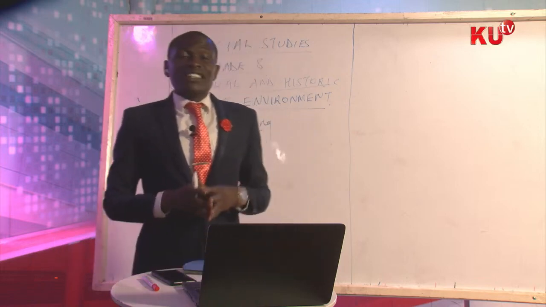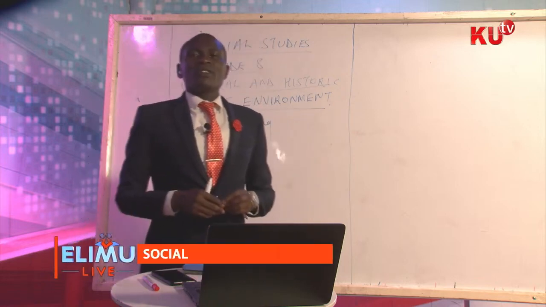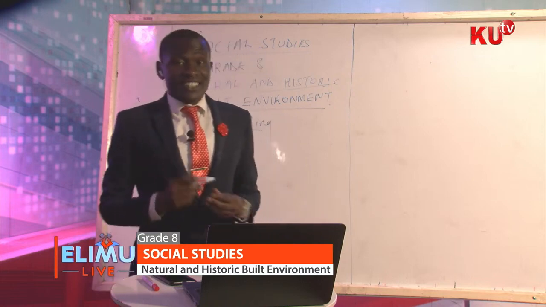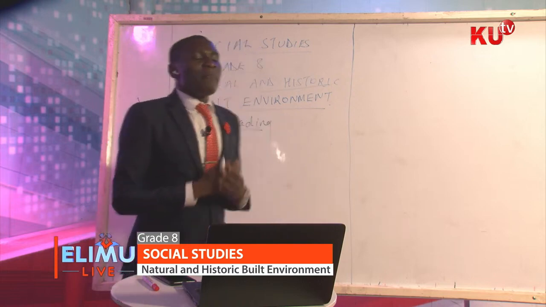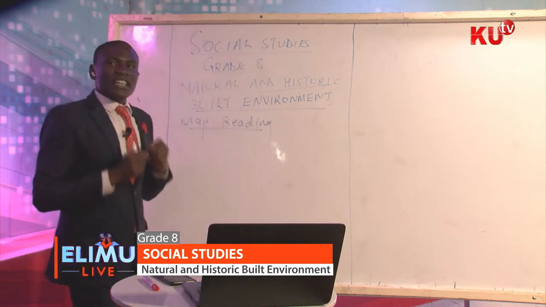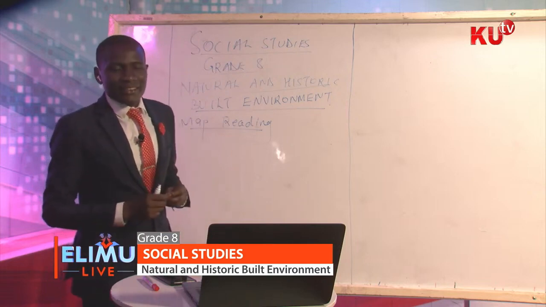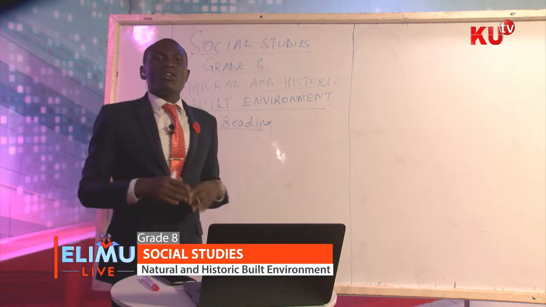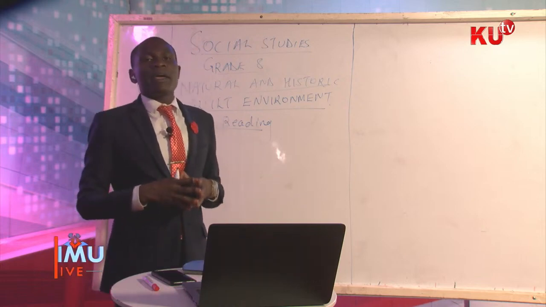Now, what is a map? On your screen, there is a number that is following there. You can give us your answer. What is a map? A map is a representation of the earth, or an area of the earth on a piece of paper.